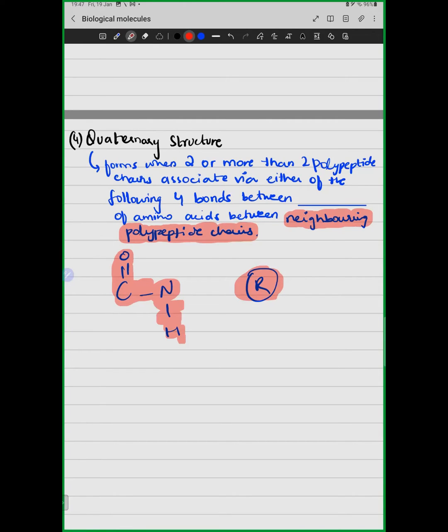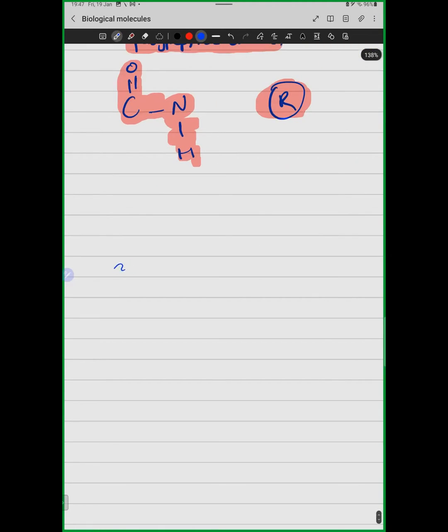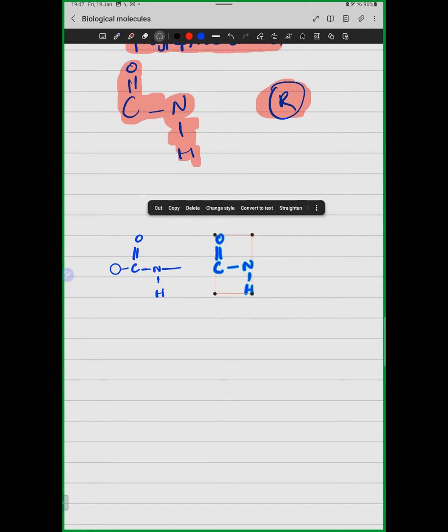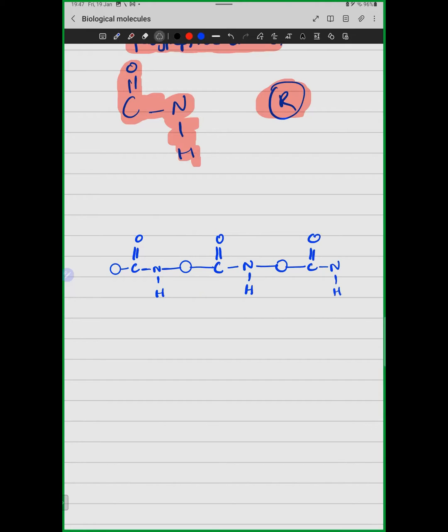Okay, now let me draw a primary structure in front of you guys, or let me draw the complete thing. C double bond O NH, ठीक है? C double bond O NH, and let me draw the polypeptide over here. And let me copy this. Okay, so ये for example इसका R group है.